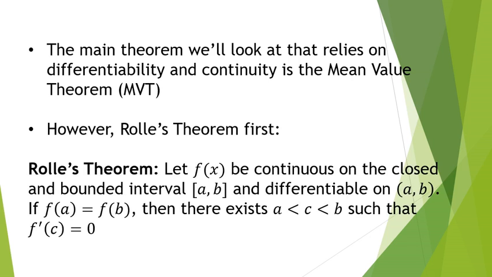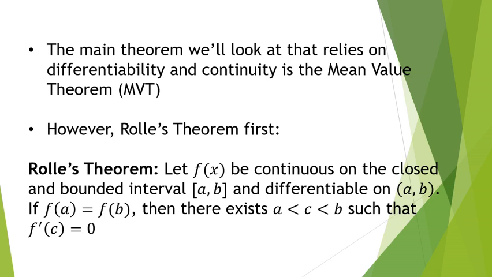It says, let f of x be continuous on the closed and bounded interval a comma b, and differentiable on the open interval a comma b. So we're not including the endpoints here. The function does not have to be differentiable at the endpoints themselves. If f of a is equal to f of b, then there exists a c value strictly between a and b, such that f prime of c is equal to 0.